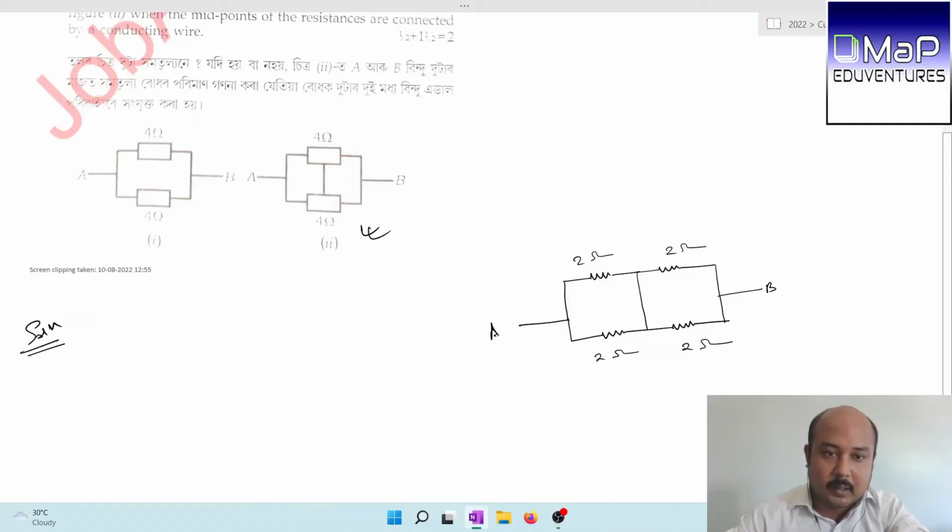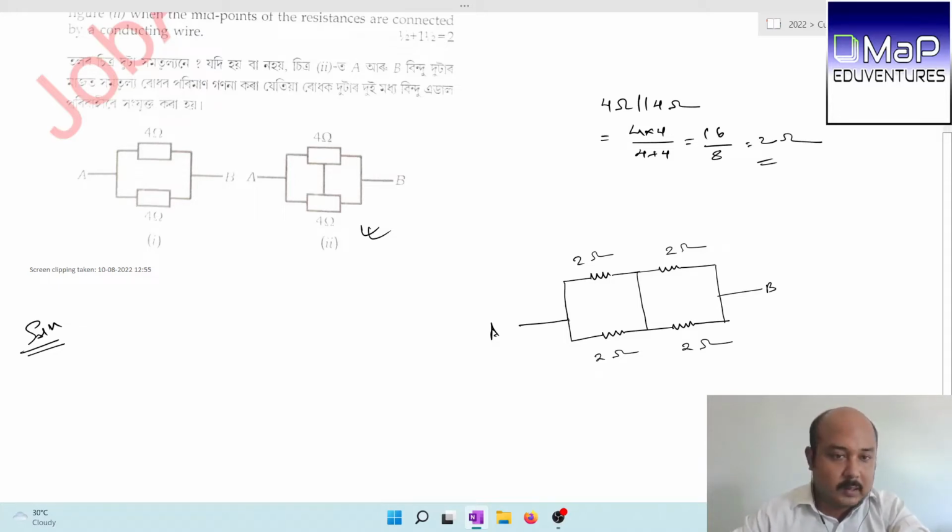In the figure 1 we have 4 ohm and 4 ohm in parallel. So this will give us 4 into 4 by 4 plus 4, so that is 16 by 8 equal to 2 ohm. Okay, so 2 ohm is the resistance between A and B in the first diagram.